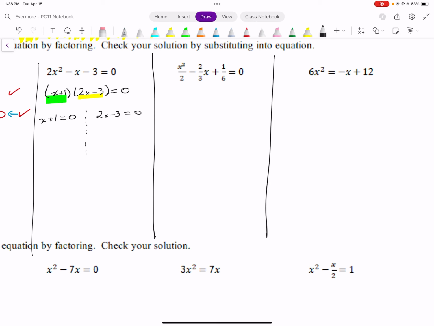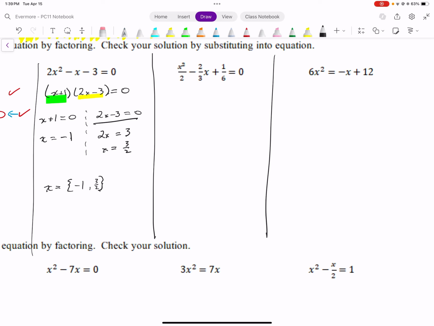Well, the first factor is equal to 0. Treat it like a linear equation. What I'm going to do is subtract 1 from both sides, so we get x is equal to -1. Now I'm going to move to the second factor. When is 2x minus 3 equal to 0? To solve this linear equation, I'm just going to add 3 to both sides. I'm going to divide both sides by 2. So my solutions are x is equal to -1 and 3 over 2. You can check your solution to see how it works out.